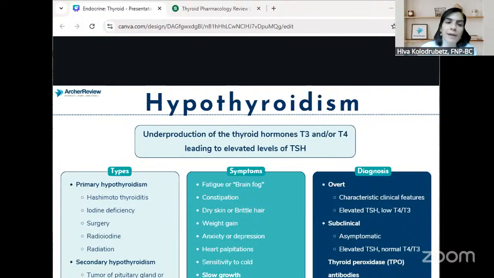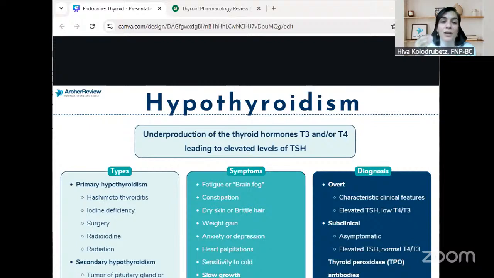Now, primary hypothyroidism is when the problem is from the thyroid itself. It's happening within the thyroid. And secondary hypothyroidism is when the problem is coming from outside of the thyroid. Typically, what we will manage in primary care is primary hypothyroidism.